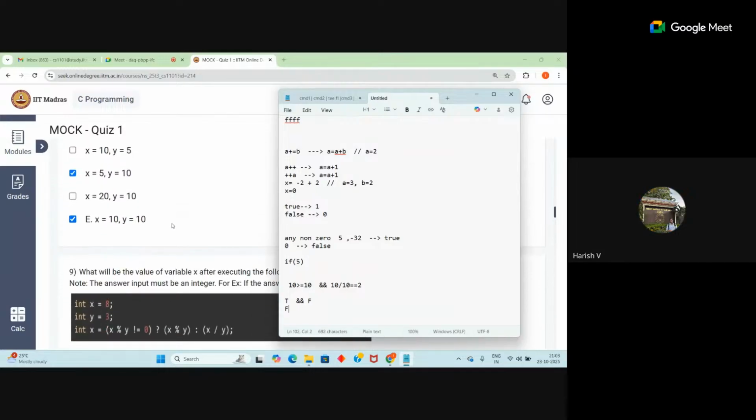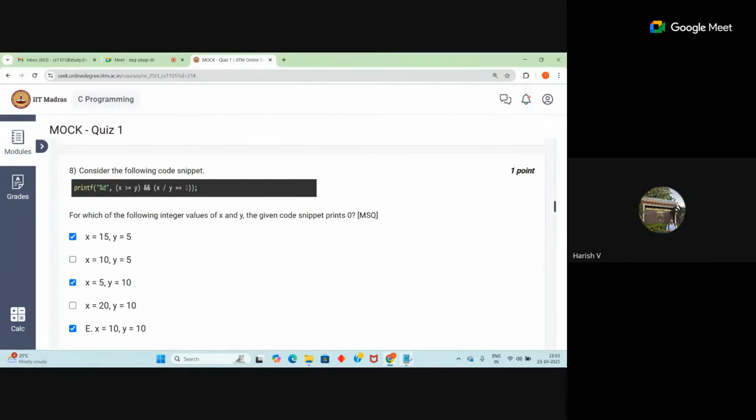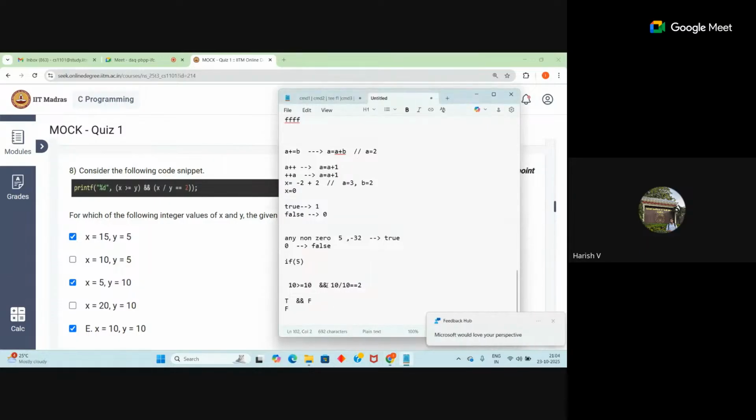Ma'am, suppose for an OR condition, what will it do? Show me one example. If any one of them is true, then the answer is true. So for the OR operator, the property is that any one must be true to get the final answer to be true. And if the first condition itself is true, then it won't check the second condition.